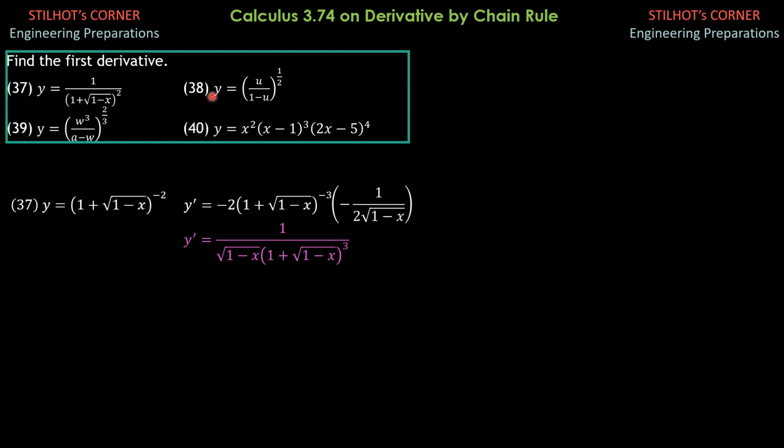For problem 38, we can differentiate this right away by power formula. So the whole of this, imagine w. So y prime is 1 half, then w to the negative 1 half times derivative of w, which is derivative of ratio, which is denominator times derivative of numerator minus numerator times the derivative of denominator. So 38, y is equal to u over 1 minus u to the 1 half.